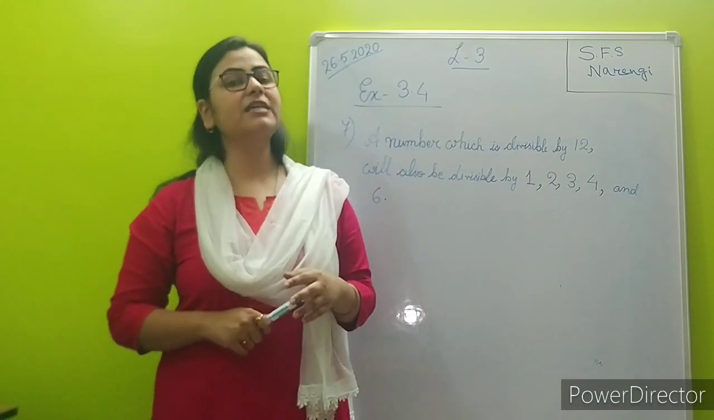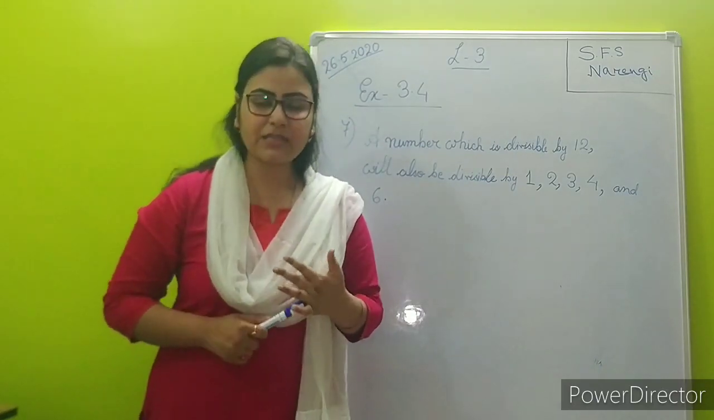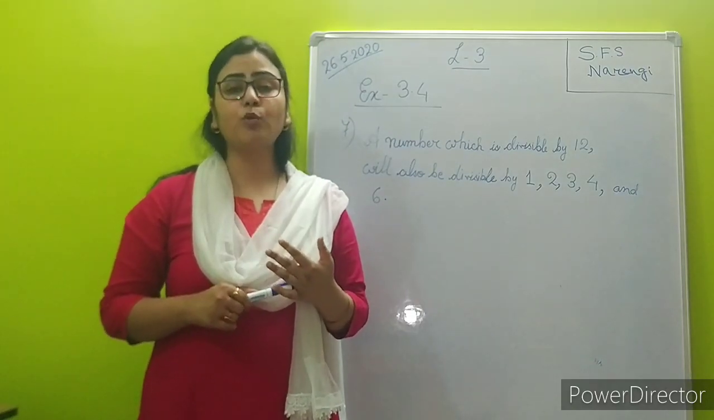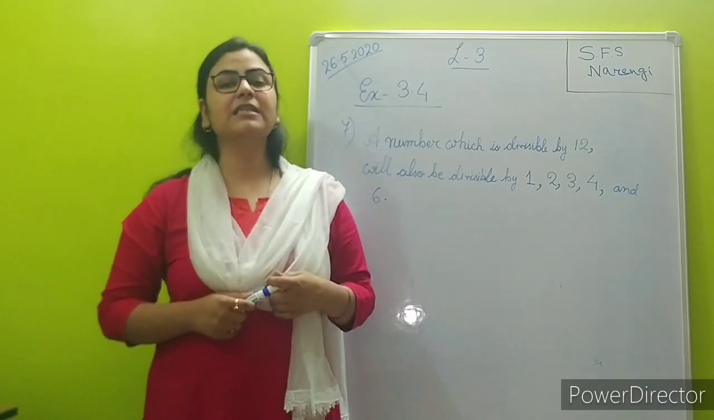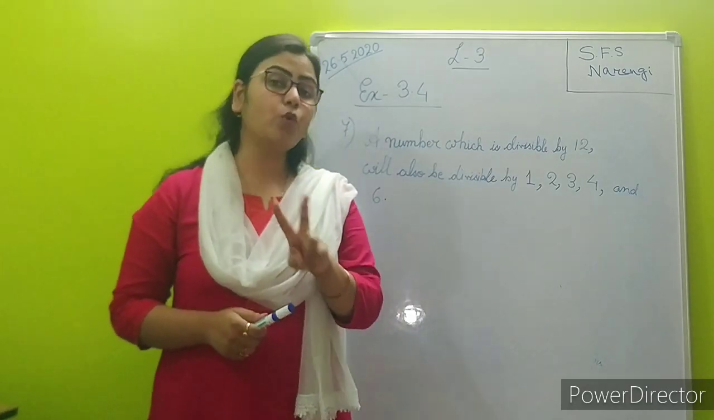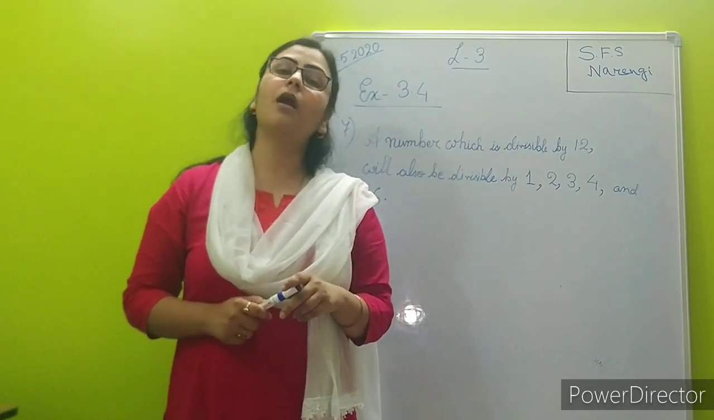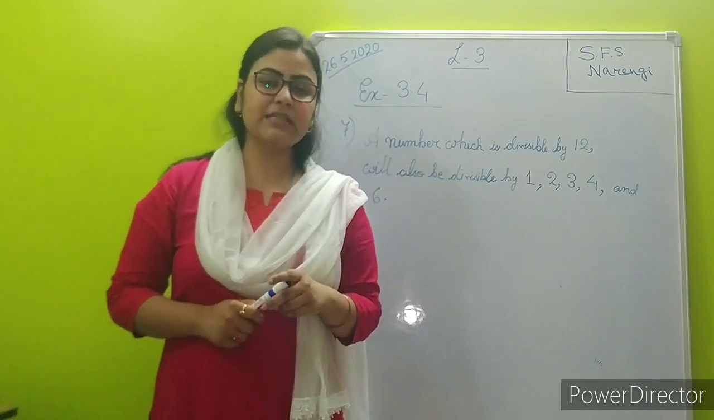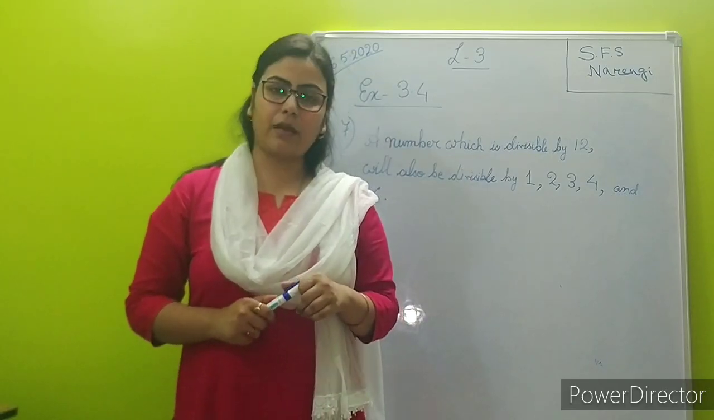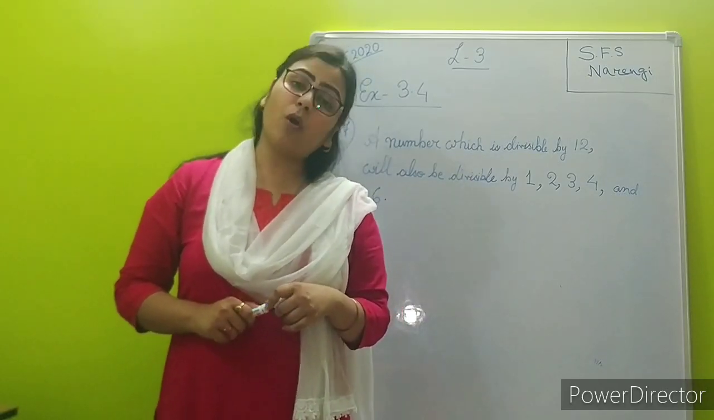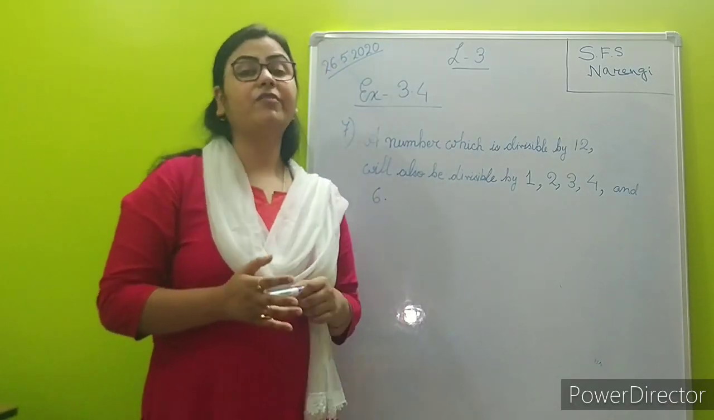Okay. So children, today we have completed exercise 3.4. And what have we learnt? We have learnt about co-prime numbers and also about some new facts about multiples and factors. Right? What was that? If any number is divisible by two particular numbers, then that number will also be divisible by the multiple of those two numbers. And if any number is divisible by a particular number, then that number will also be divisible by all of its factors.